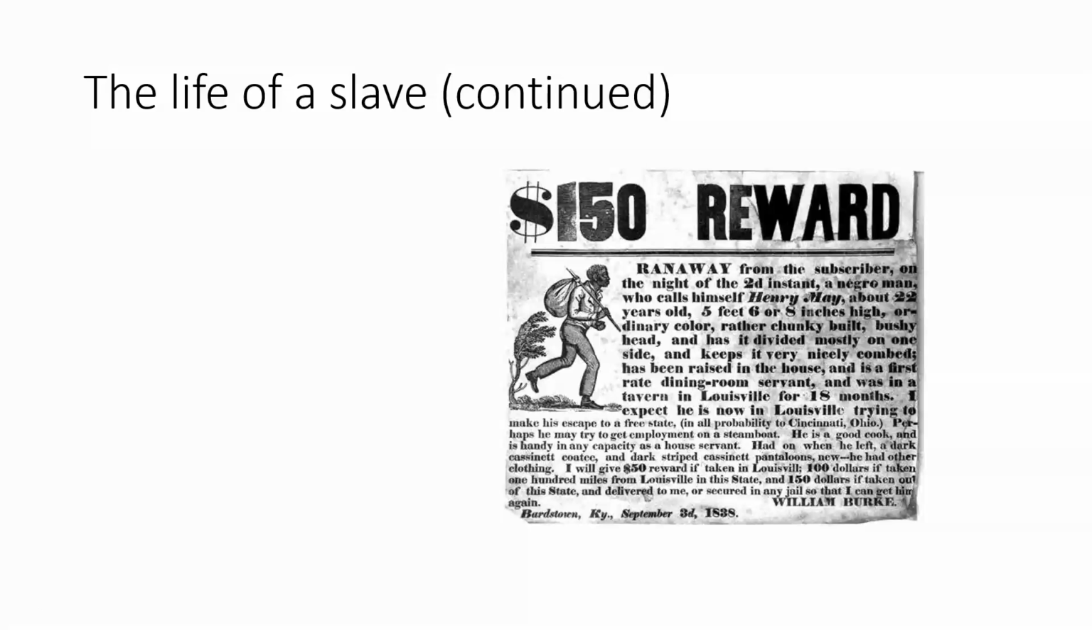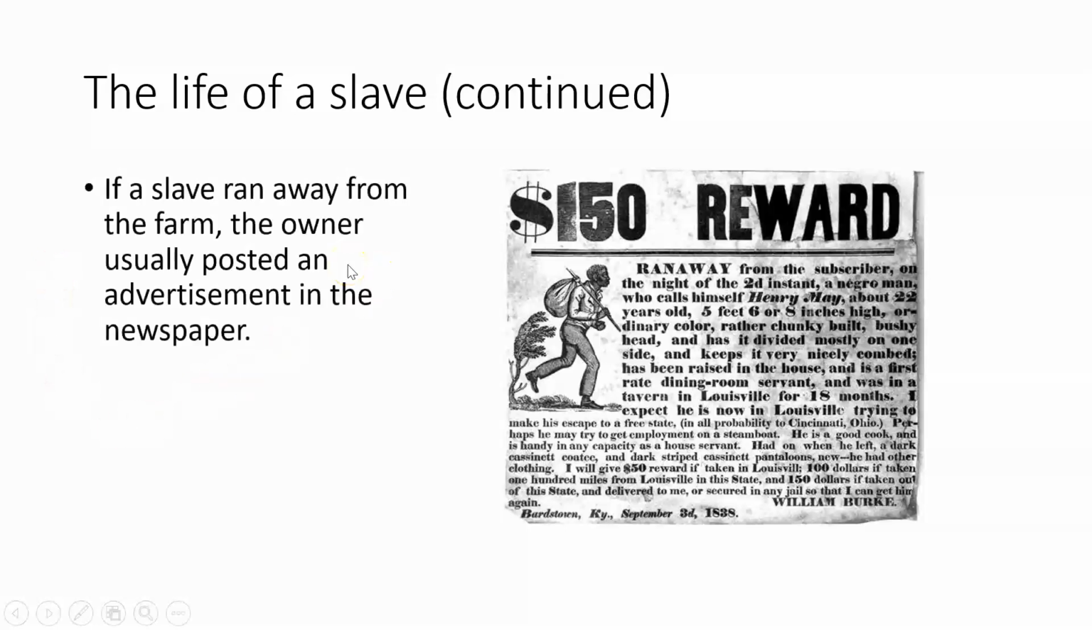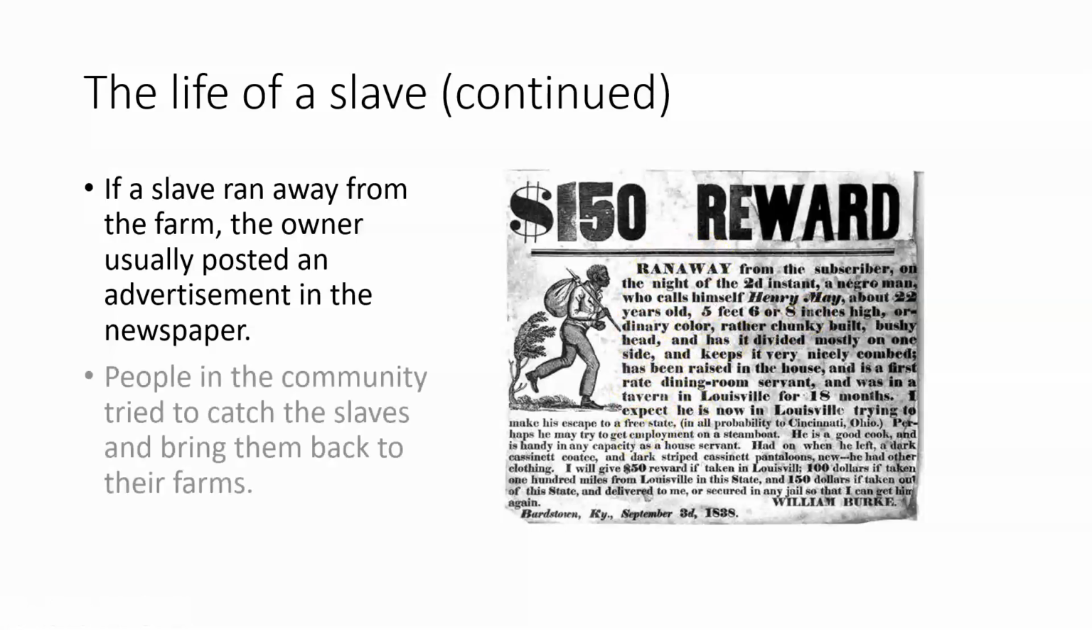This is an article from a newspaper. If a slave ran away from the farm, the owner usually posted an advertisement like this in the newspaper. So this owner gives the name of his slave, Henry May. And he gives a description of him, and he says, if you find him and bring him back to me, I will give you money. People in the community tried to catch the slaves and bring them back to their farms.